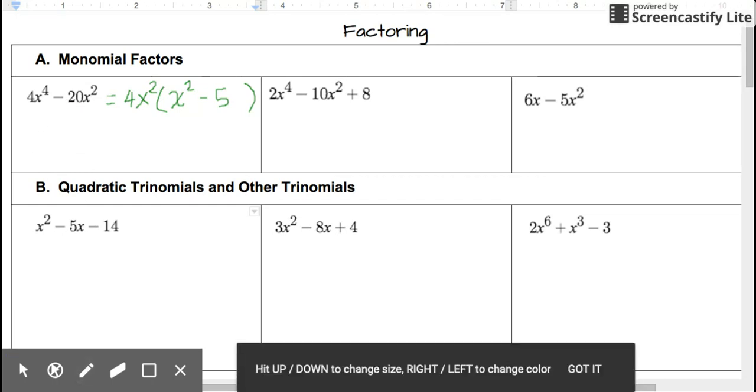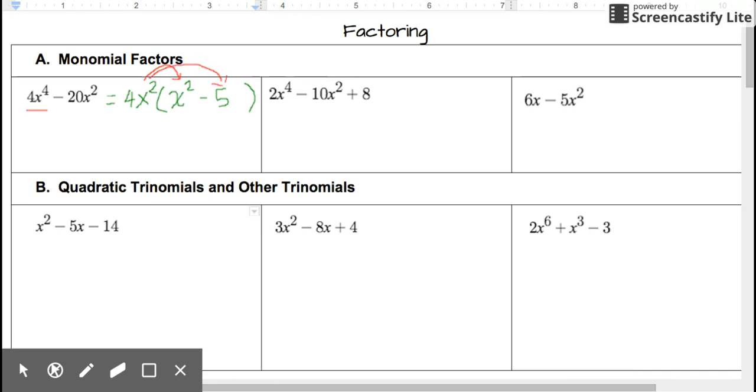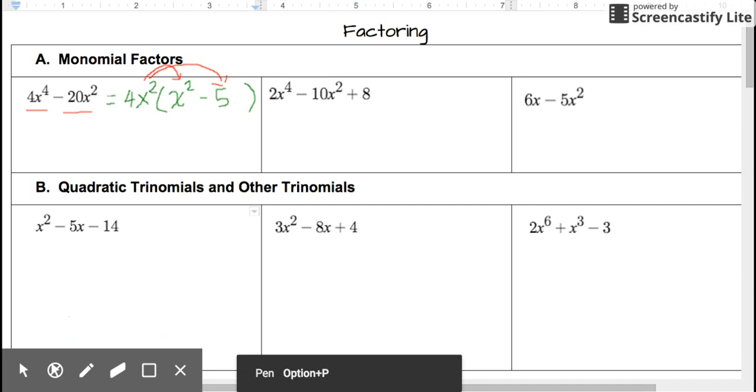Now, we know that these are the factors because when we multiply 4x squared times x squared, that's going to give us 4x to the fourth, and 4x squared times negative 5 will give us negative 20x squared. All right, so let's move on to the next one.